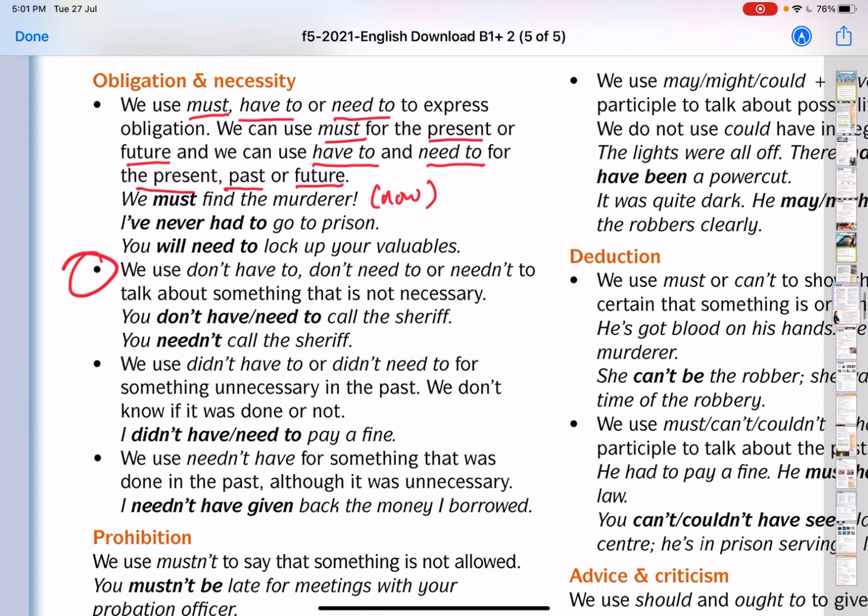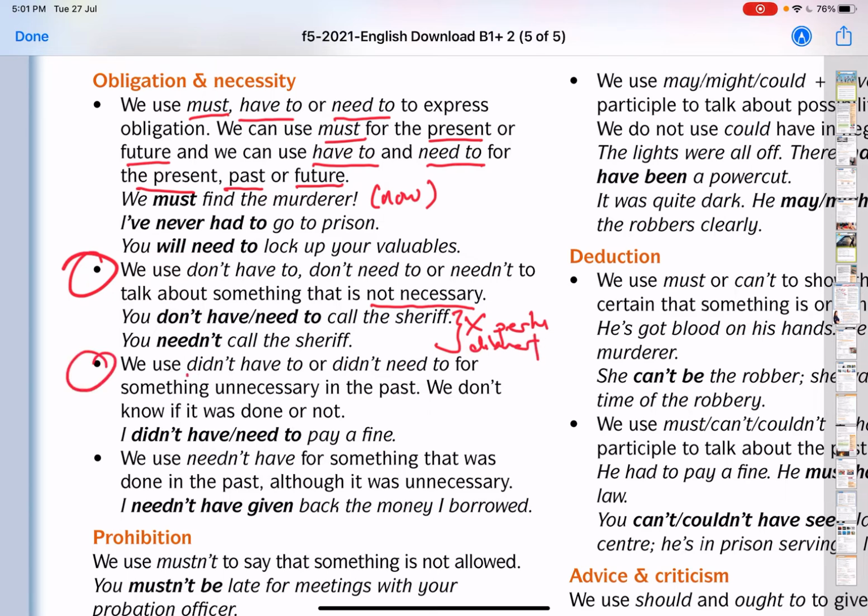We use don't have to or don't need to or needn't to talk about something that is not necessary. Benda yang tak perlu, benda yang tak perlu buat. You don't need to call the sheriff. Sheriff tu pegawai polis lah. Okay, luar negara dia orang guna perkataan sheriff. Di Malaysia, we just call them police. Okay, you don't have to call the sheriff. You needn't call the sheriff. So this is to show that benda ni tak perlu dibuat.